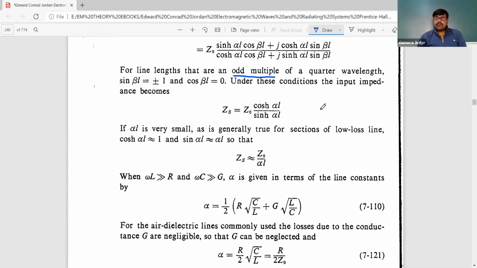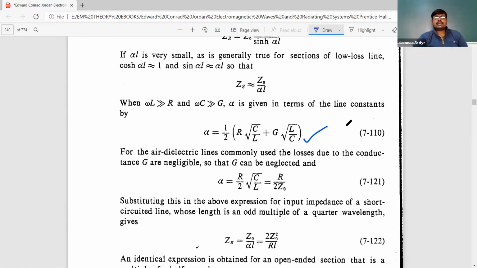If alpha L is very small, as is generally true for sections of low loss line, then cosh alpha L is nearly equal to 1, and sinh alpha L is nearly equal to alpha L. So Zs becomes nearly equal to Z naught by alpha L. The Zs term will now become Z naught by alpha L, when omega L is far greater than R, that is the condition we have just referred to.